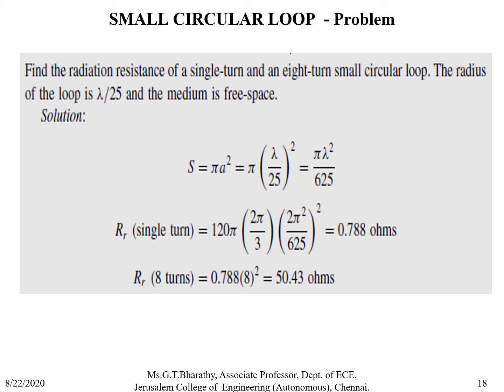For an 8-turn loop, the radiation resistance is given by Rr equal to 0.788 into 8 square. We know that the radiation resistance of an n turn loop is equal to the radiation resistance of a single turn multiplied by n square. In this problem, n is given as 8. So 0.788 into 8 square, we get the answer as 50.43 ohms. So from the least value of 0.788, the radiation resistance has increased to 50.43 ohms. As the number of turns increases, the radiation resistance of the antenna can be increased.